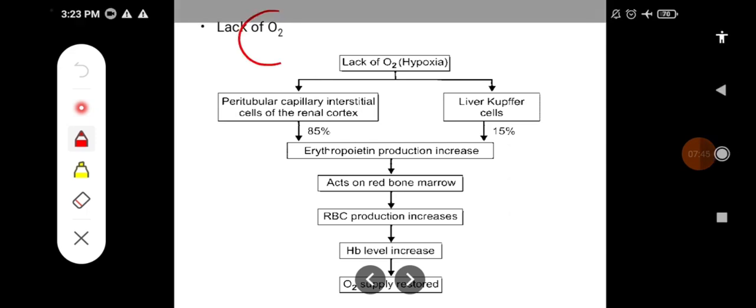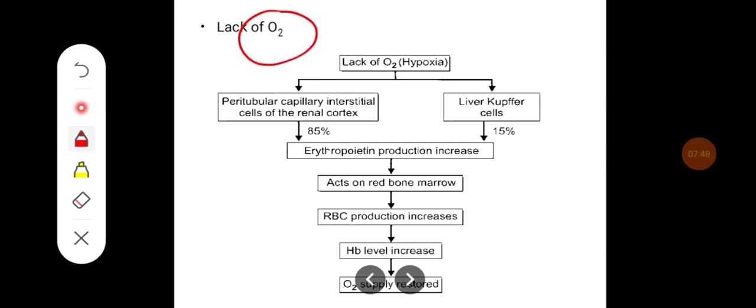So this is how oxygen affects the production of RBCs. Hypoxia stimulates the cells of the peritubular capillary or interstitial cells in the renal cortex, or the juxtaglomerular cells and the liver Kupffer cells, where 85% of erythropoietin production occurs in the kidney and 15% in the liver. Thus the increased erythropoietin acts on the bone marrow, increases RBC production, and the oxygen supply is restored by this feedback mechanism.